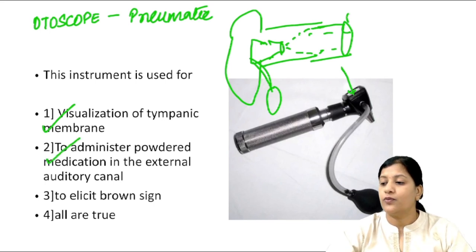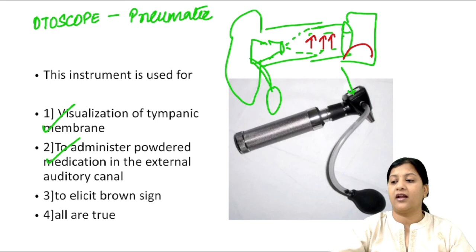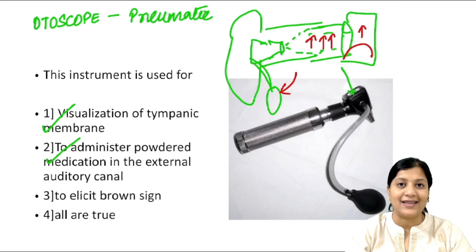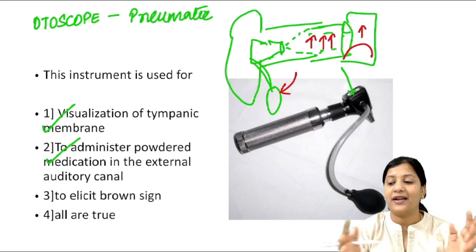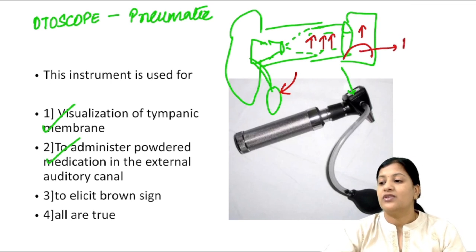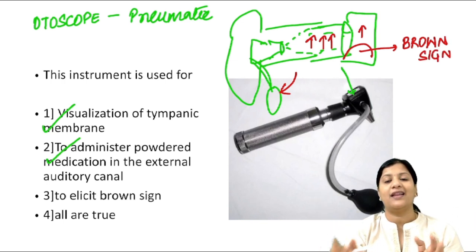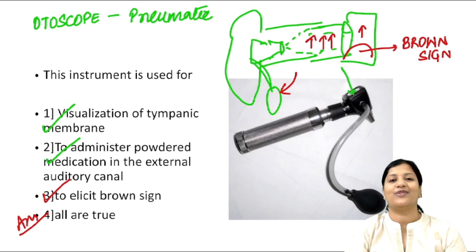Now, if there is a tumor of the middle ear, say a glomus tumor, and you increase the pressure in the external auditory canal by inflating the cuff, the pressure in the middle ear will also increase. And when the pressure increases, if you have a glomus tumor, the tumor will vibrate vigorously and become pale. This sign is called Brown sign. Brown sign is when the red tumor becomes pale. So is this used to elicit Brown sign? Yes. So the correct answer is all of the above are true.